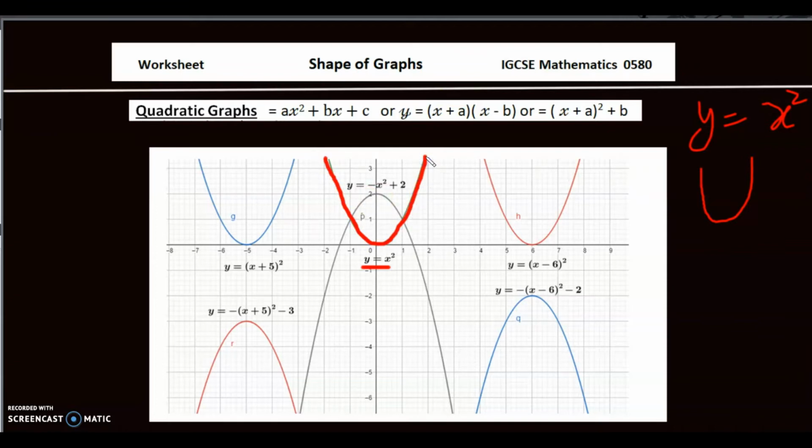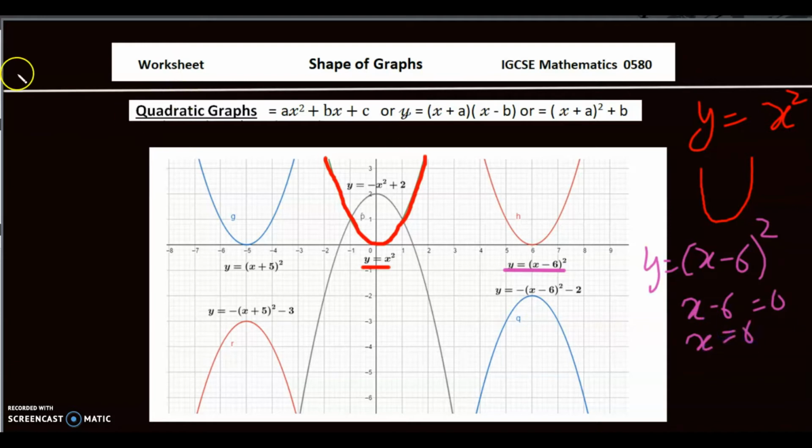Okay, next is the graph of y equals x minus 6 whole square. What happens over here is that the graph shifts 6 places to the right. When it's x minus 6 whole square, what is actually happening is that when you substitute x minus 6 equals 0, you get x equals 6. So this red graph moves 6 units towards the right. So this is the shape of that graph.